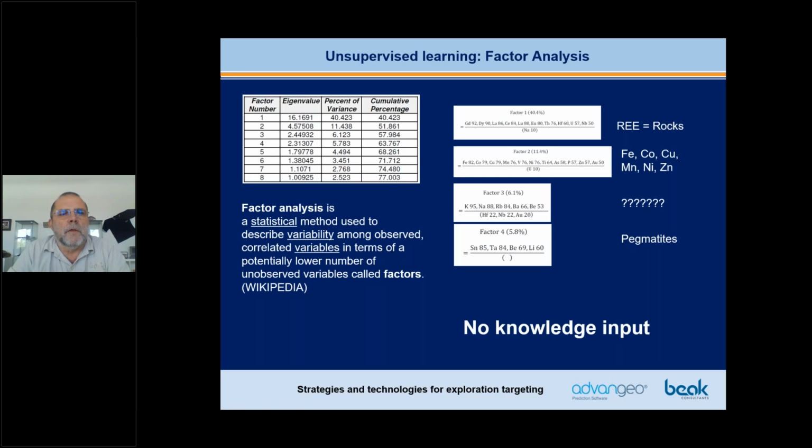The simpler analysis is the factor analysis. So we put the 40 element grids in and let the software work, and then the software identifies groups of elements which somehow belong together, and then we try to relate them to the practice, to what they may tell us. So we have here the first factor, rare earth elements. The second factor is a cobalt, copper, iron factor. The third one is hard to interpret, and the fourth one indicates the pegmatites with tin, tantalum, beryllium, and lithium.